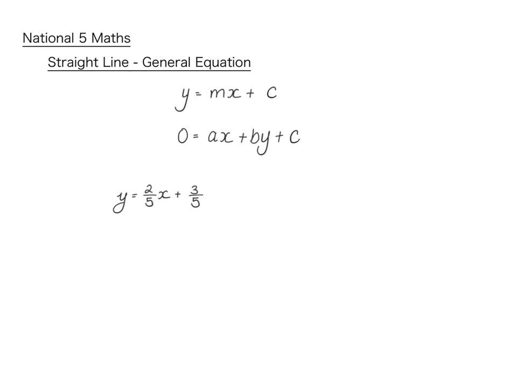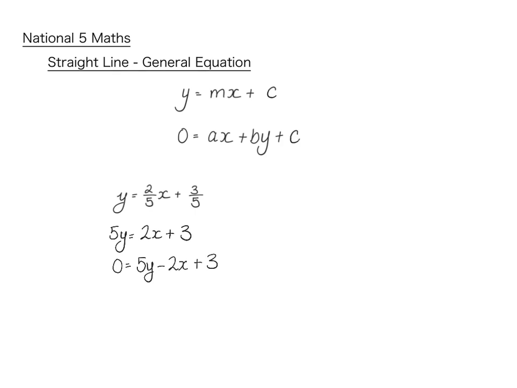in that form. So what we're going to do is multiply the whole thing by 5 to get rid of our fraction. So we end up with 5y is equal to 2x plus 3. Because if we've got 3/5 and we times it by 5, we get 3. If we've got 2/5 and we times it by 5, we get 2. So then we can just rearrange this, so we get 0 is equal to 5y minus 2x plus 3.